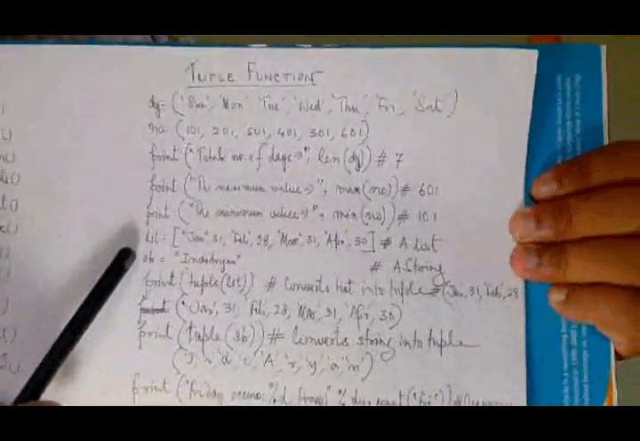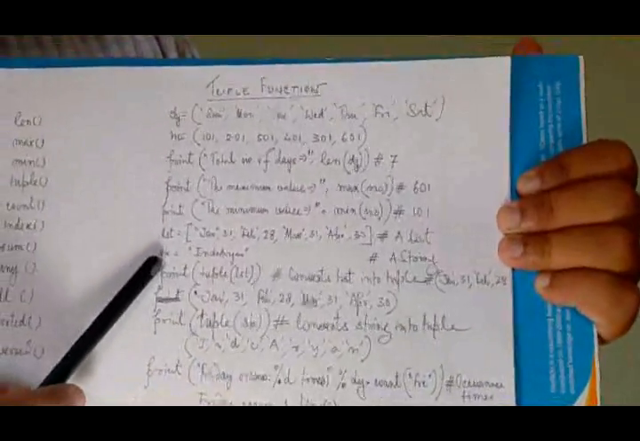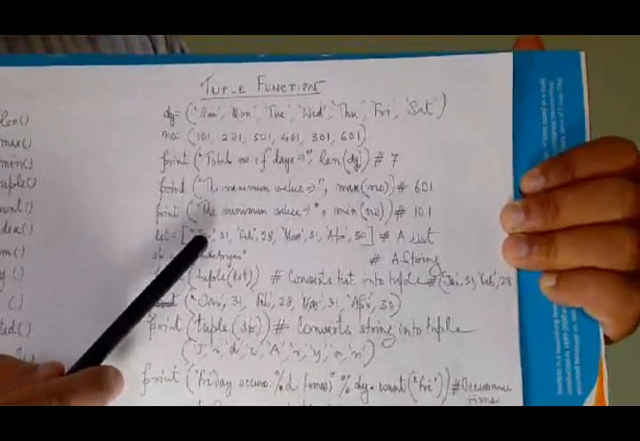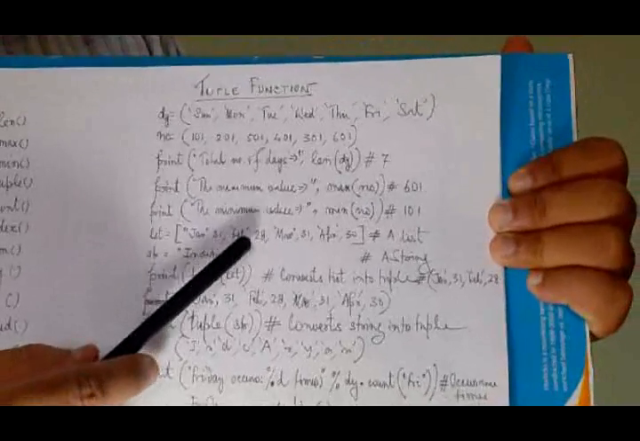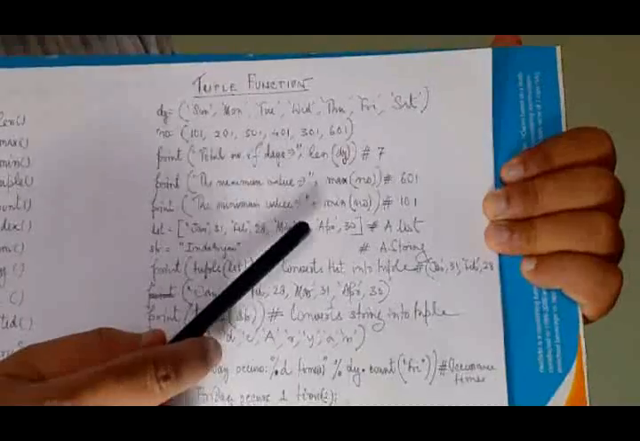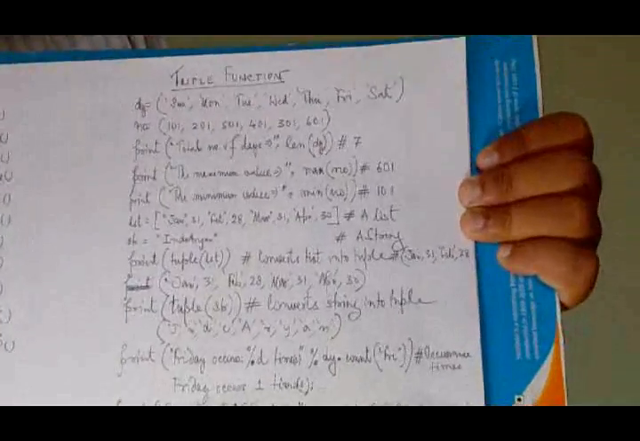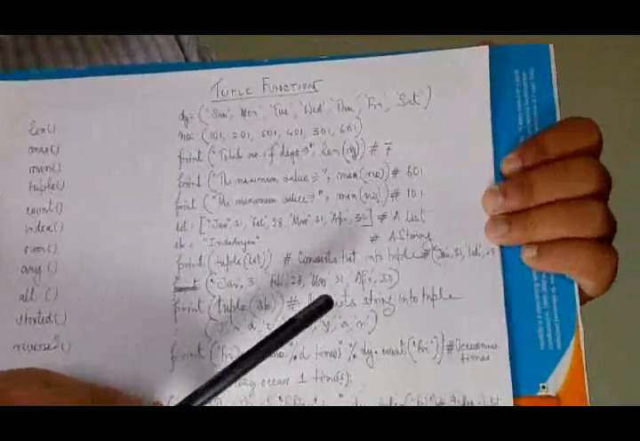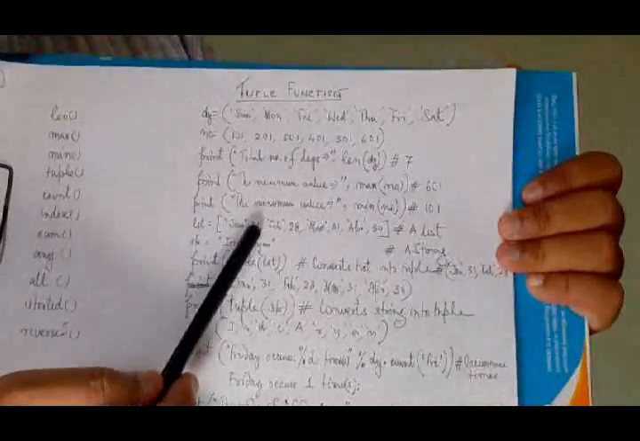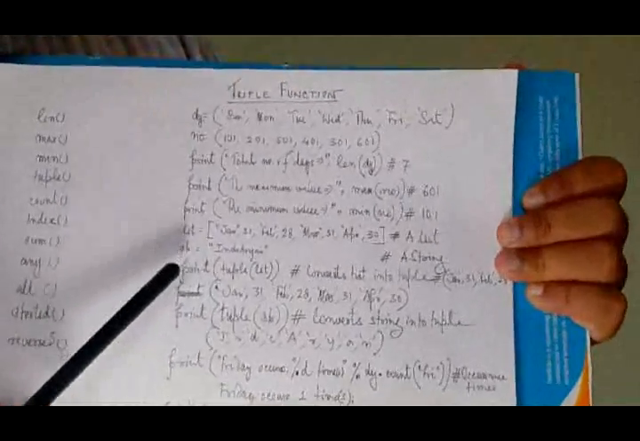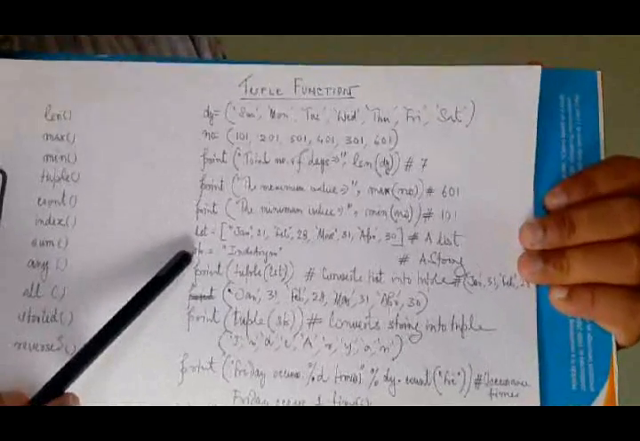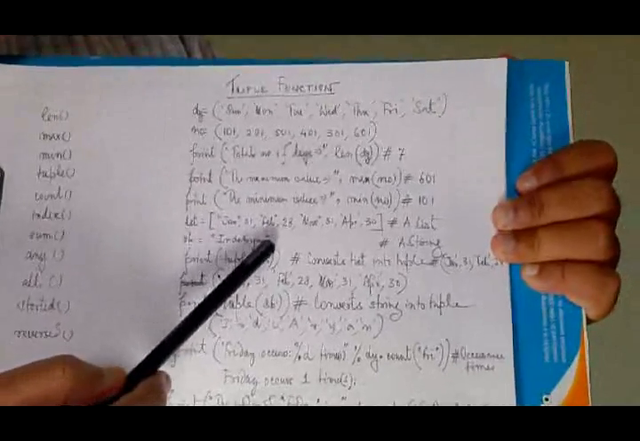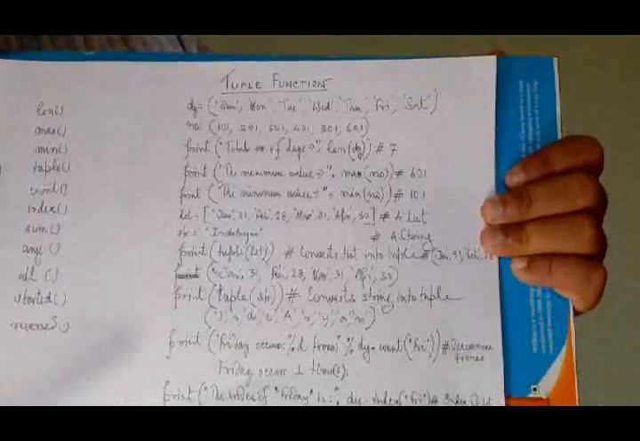Here we have taken two variables, one is LST, one is STR. LST contains, in square brackets, as you know, JAN, 31, FAB, 28, MAR, 31, APR, 30, numeric values and character values. Character values are under quotation, numeric values are there without quotation. Another variable, a string variable, str is equal to, under quotation, INDO ARYAN.